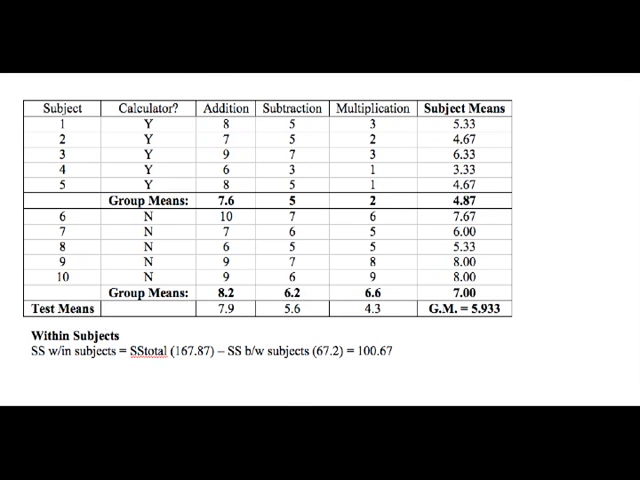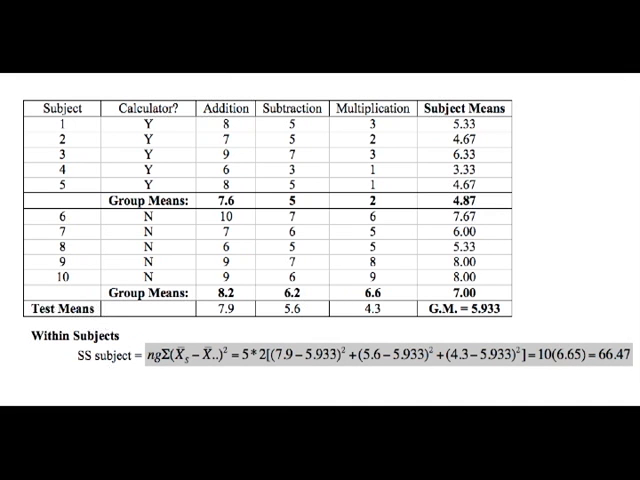Now for our within subjects calculations. The first is the sums of squares within subjects, which is pretty easy. It's just the sums of squares total, which was 167.87, minus the sums of squares between subjects, which was 67.2. That gives us a within subjects sums of squares of 100.67.